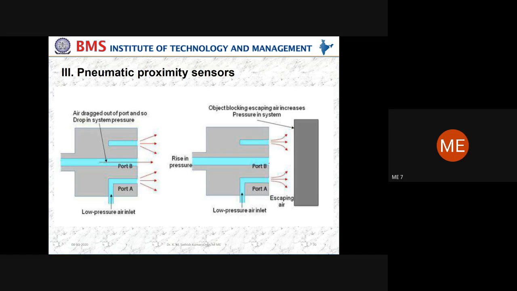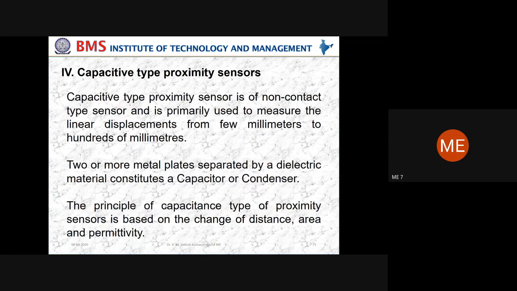Okay, right. So with this, we'll move further to the next one, the fourth one, called the capacitive type proximity sensor. Now, in this case, we'll try to understand how the distance is going to be measured. Basically, the objective is to measure how close the object is to the sensor. Okay, right. Shall we proceed? Are you with me?